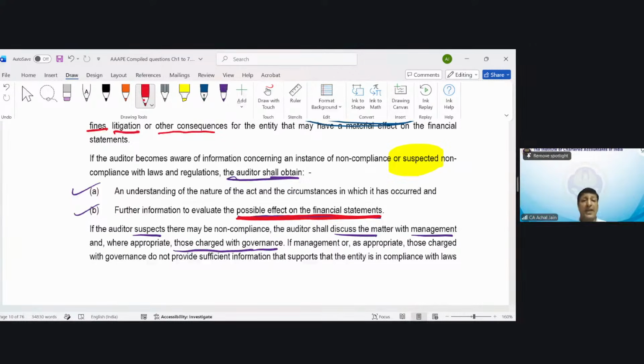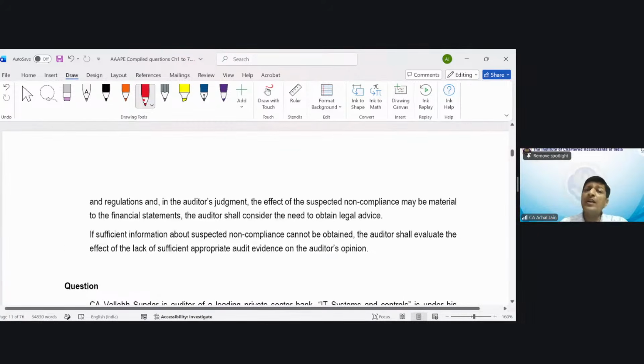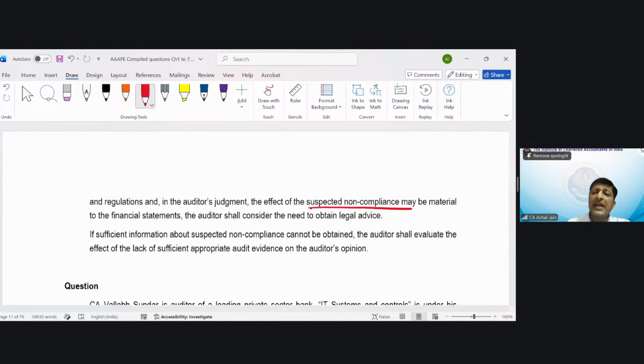If the auditor suspects there may be non-compliance, the auditor shall discuss the matter with management and, where appropriate, TCWG. If the management or TCWG, wherever applicable, do not provide sufficient information that supports the entity's compliance, and the auditor has a judgment, what is that? The effect of suspected non-compliance may be material. The auditor shall consider the need to obtain legal advice.